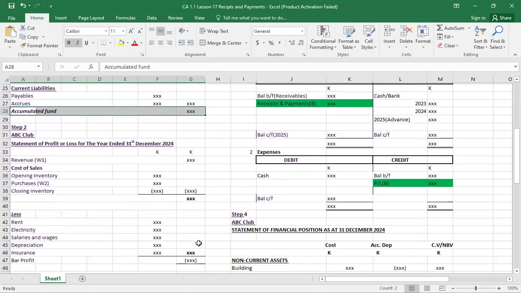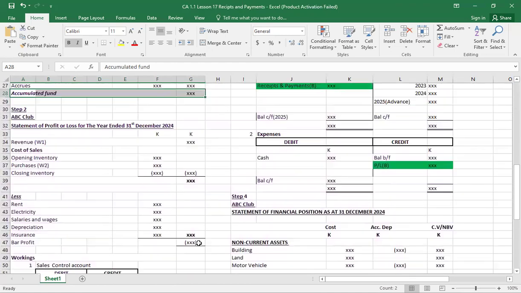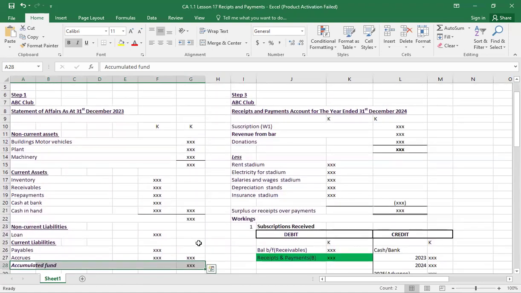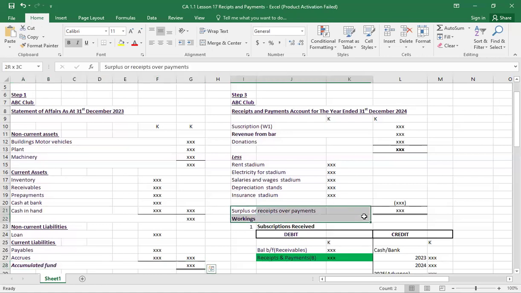this business makes. And then the other point is when we prepare the bar trading account, or rather the receipts and payments account, what we call profit and loss in the statement of profit or loss, here we call it surplus or deficit over payments, right? So those are the key differences that we have. But otherwise, the ideas that we've picked up from the previous topics with respect to preparation of financial statements stay the same.